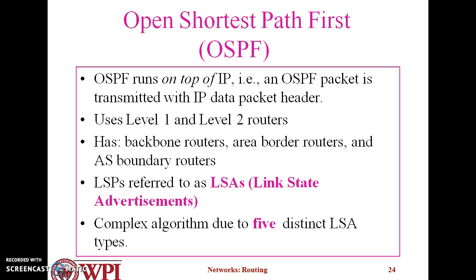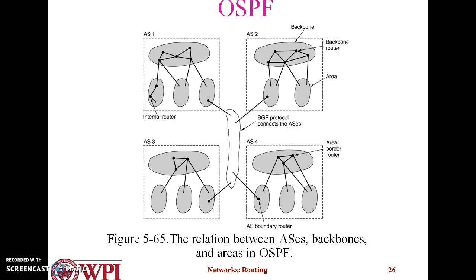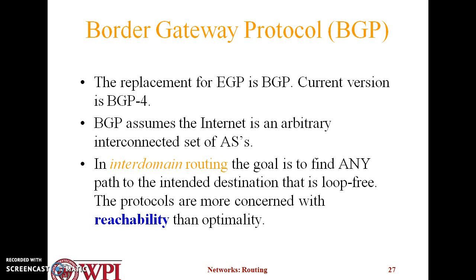Open Shortest Path First. It is on top of IP, that is OSPF. A packet is transmitted with an IP data packet header. It uses level 1 and level 2 routers and has backbone router, area border router and AS boundary router. These are the other protocols, border gateway protocols.